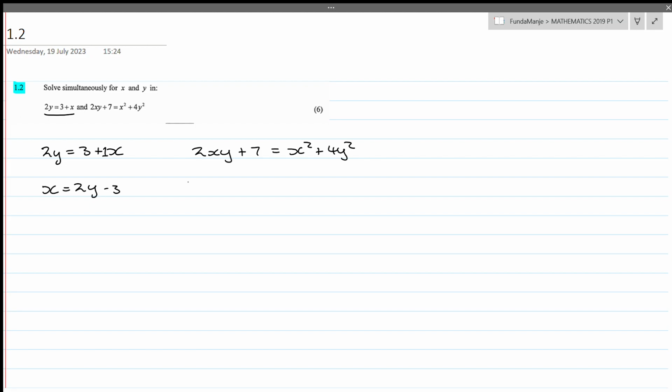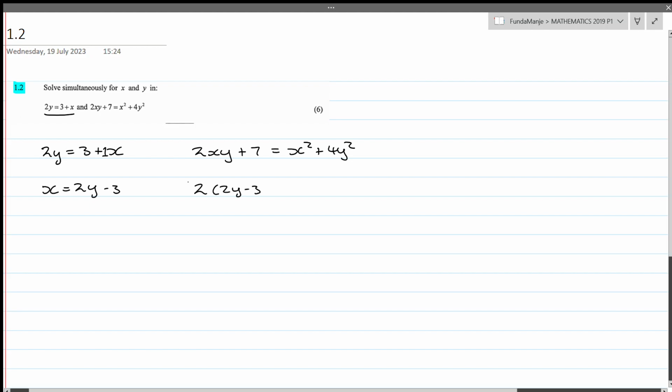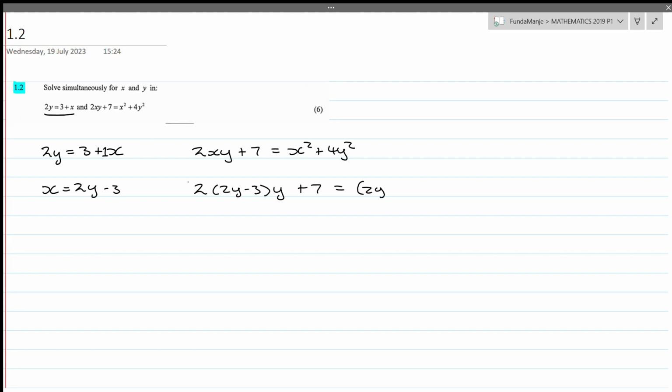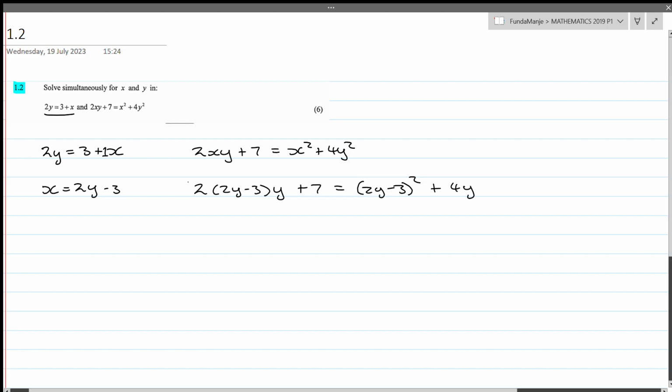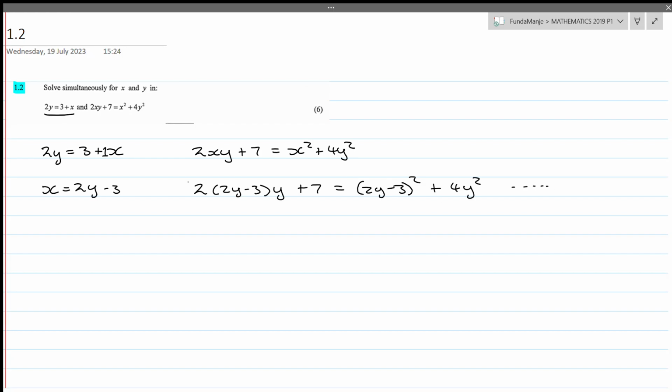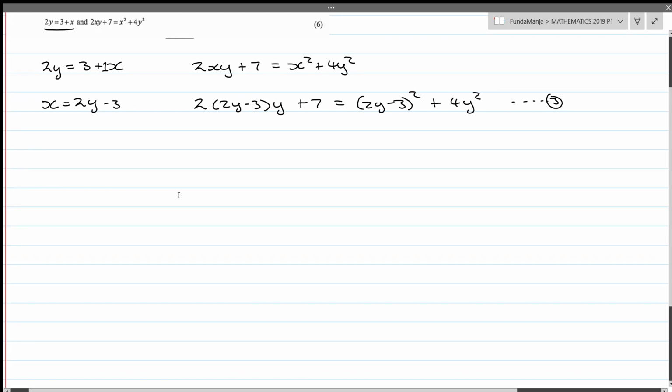So making that substitution, I'm going to have 2 times 2y minus 3, and then there's a y over there, plus 7 is equals to x, replace it with 2y minus 3 squared plus 4y squared. Now you have this third equation that is only made up of y's, which is something we can solve. So how do we then solve this?